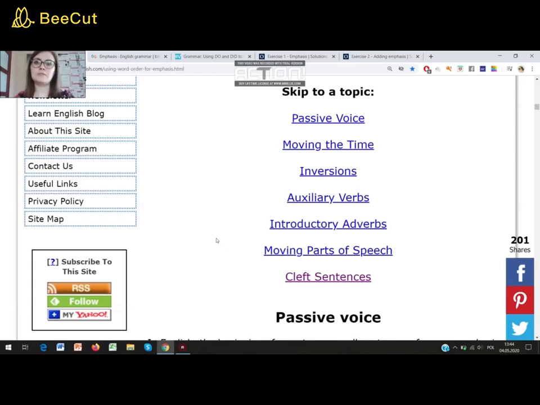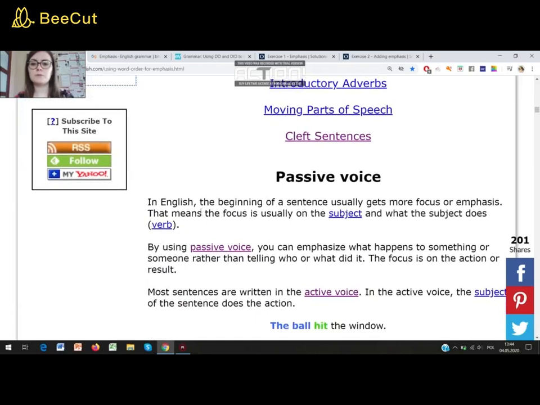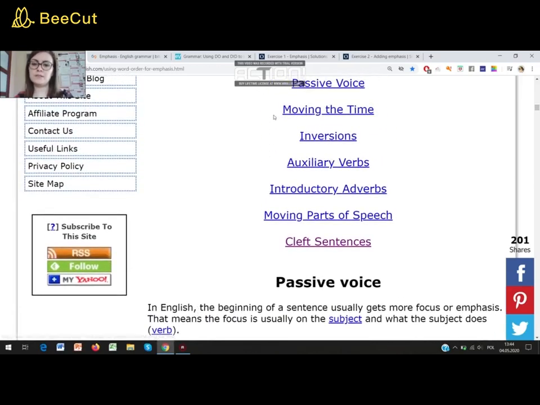We've already covered inversion and cleft sentences, but still we'll have a brief revision here. But first we will focus on passive voice. Then we can use moving the time, inversions, as we know, auxiliary verbs, introductory adverbs, moving parts of speech, and cleft sentences, which were in our last episode.